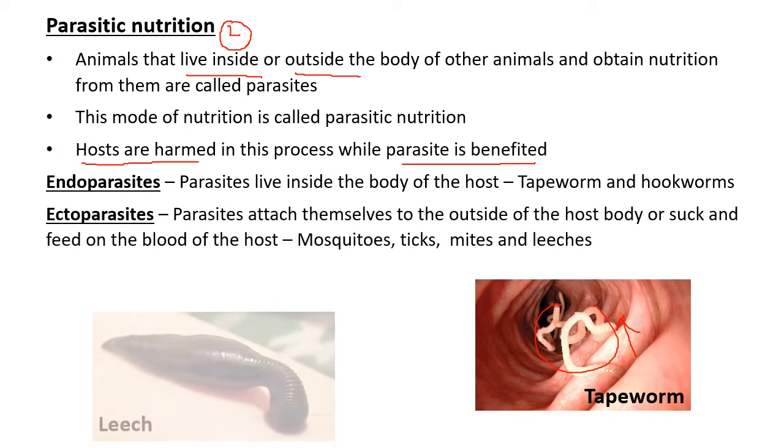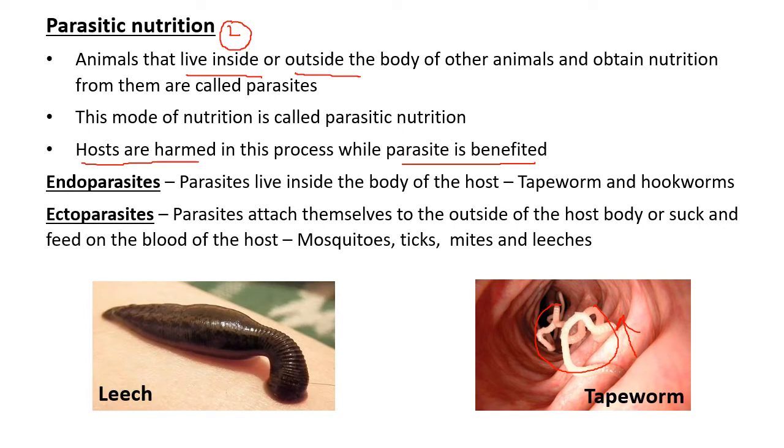On the other hand, ectoparasites are those that are outside the body of the host. So either they attach themselves to the host body, or they come and sit on the skin and suck blood. They feed on the blood. Mosquito is a very simple example of an ectoparasite, because mosquitoes drink our blood, right?